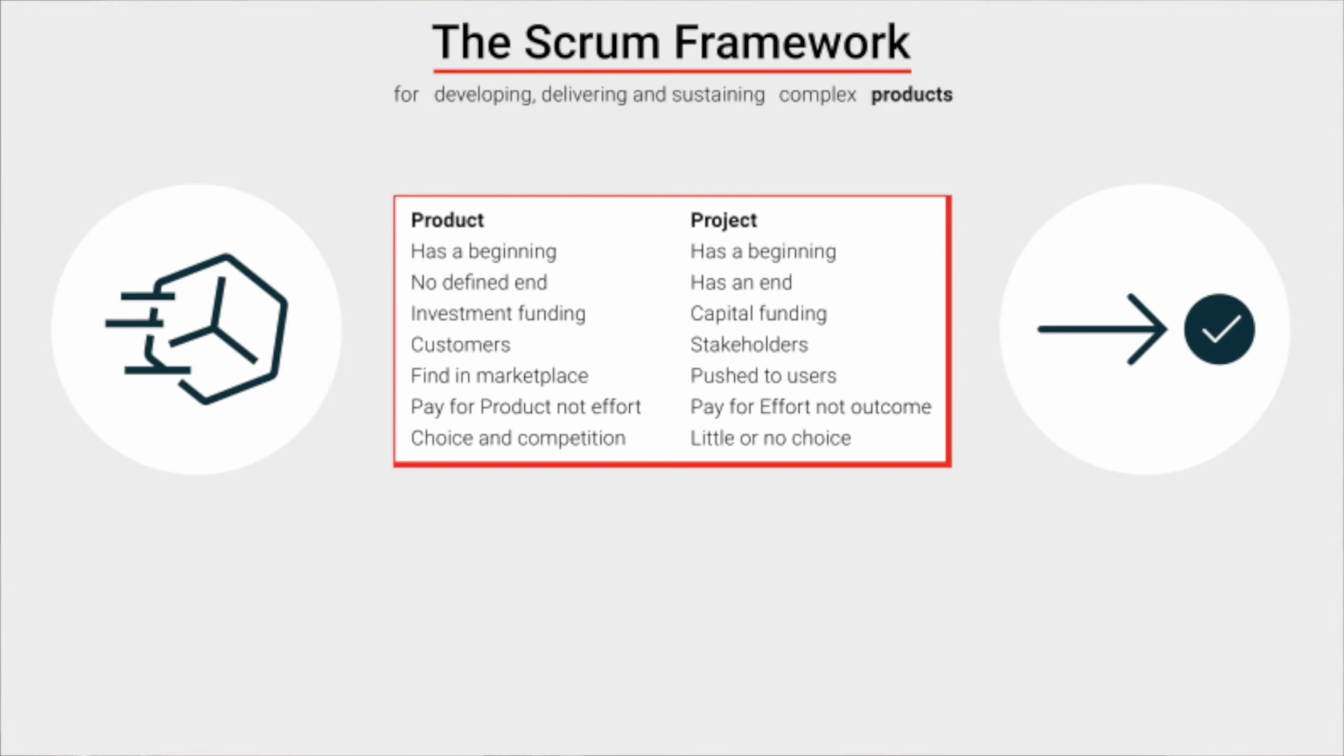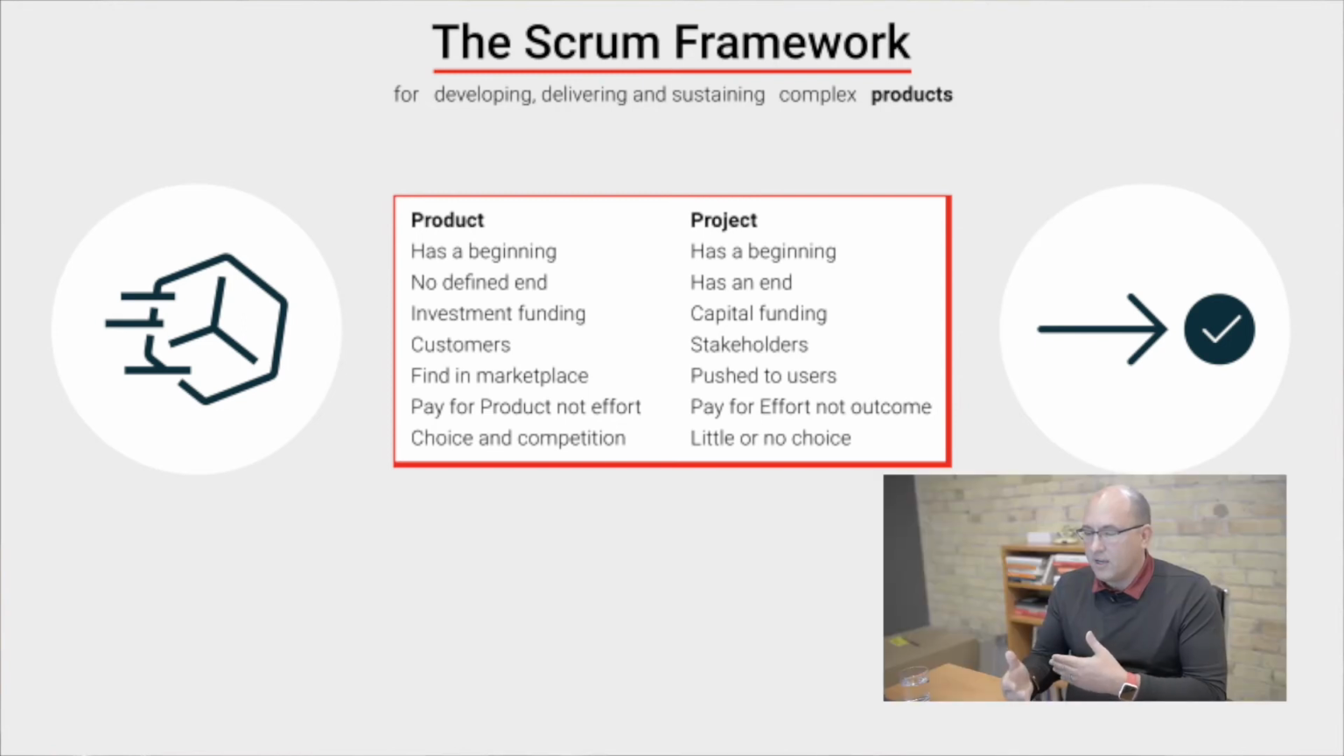Projects have different funding models than products. Projects are often done with capital funding models or sometimes operational. On the other hand, products are based on investment funding. In other words, someone or some group says, we want to invest in the building of a product, and to do that, we are going to put some money in and hopefully get some return on that investment later on.